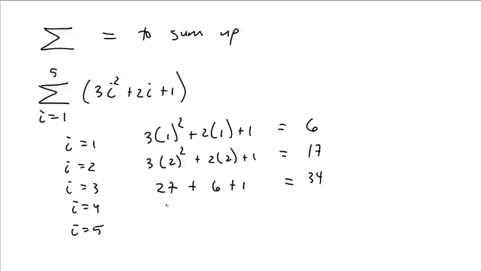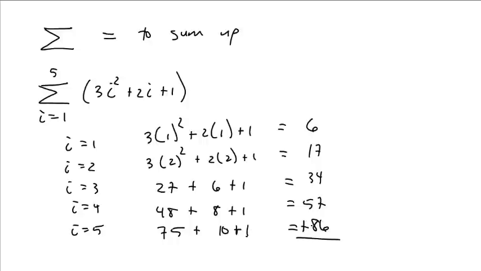And when i is 4, we have 16 times 3, which is 48. Plus 2 fours is 8, plus 1, that's 9, that's 57. And when i is 5, we have 75 plus 10 plus 1, which is 86. And what it means is we add all of these up.